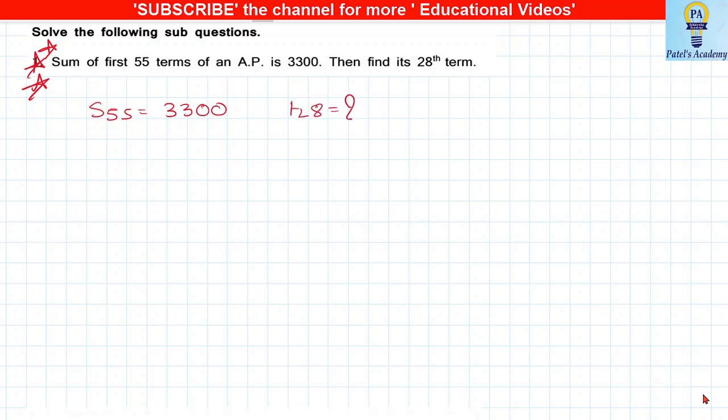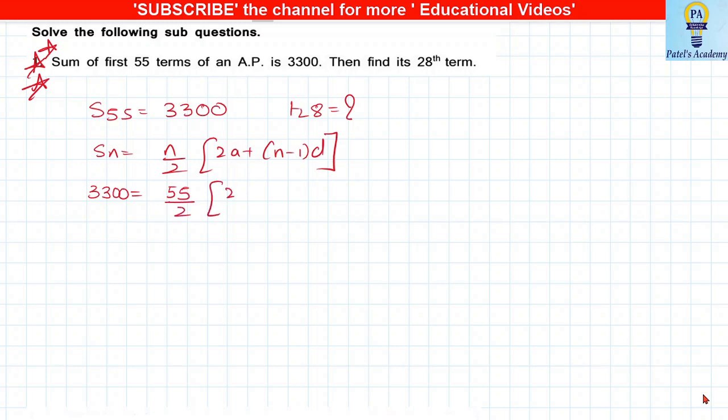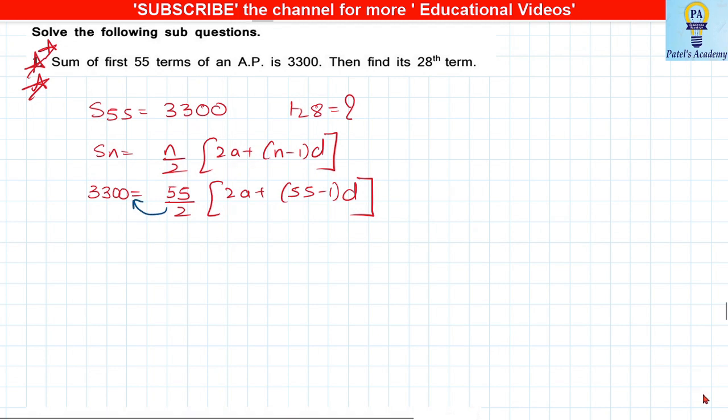Okay, so let us use the Sn formula. n upon 2 into (2a plus (n minus 1)d). So that is 3300. n is 55 because it is S55. So 55 upon 2 into (2a plus (55 minus 1)d). Next step, we are shifting 55 upon 2 to the left hand side. So what I'll get is 3300 into 2 upon 55.